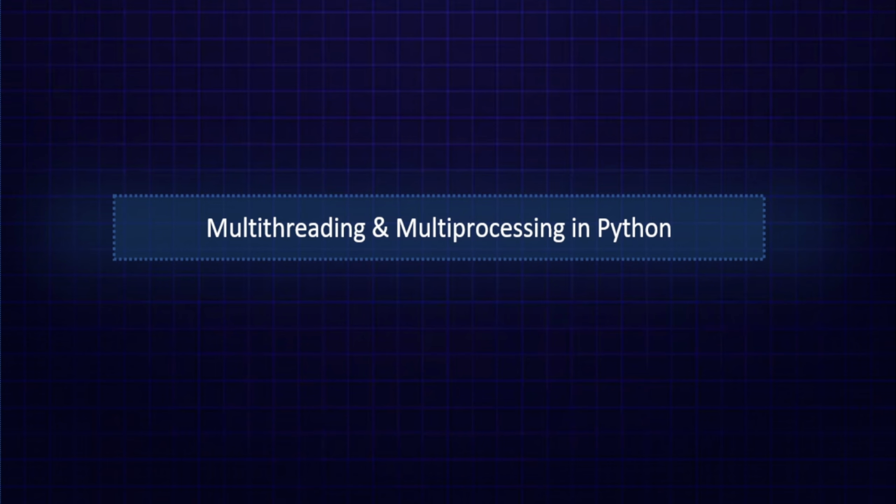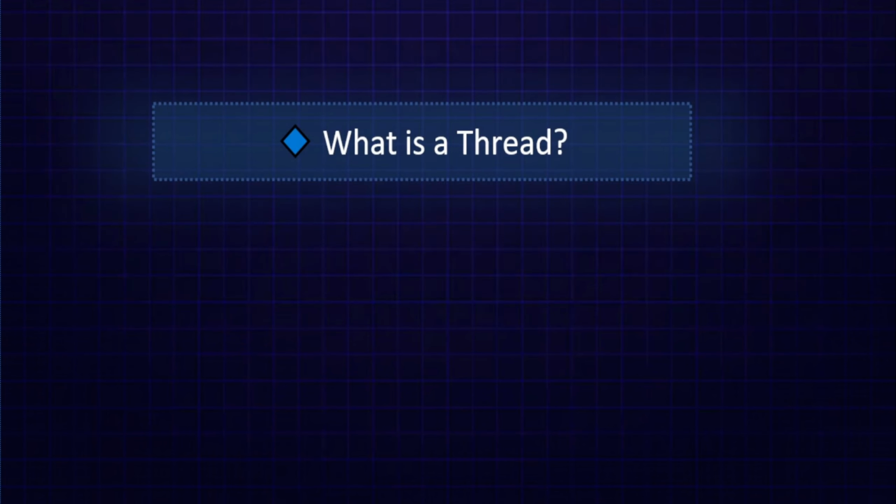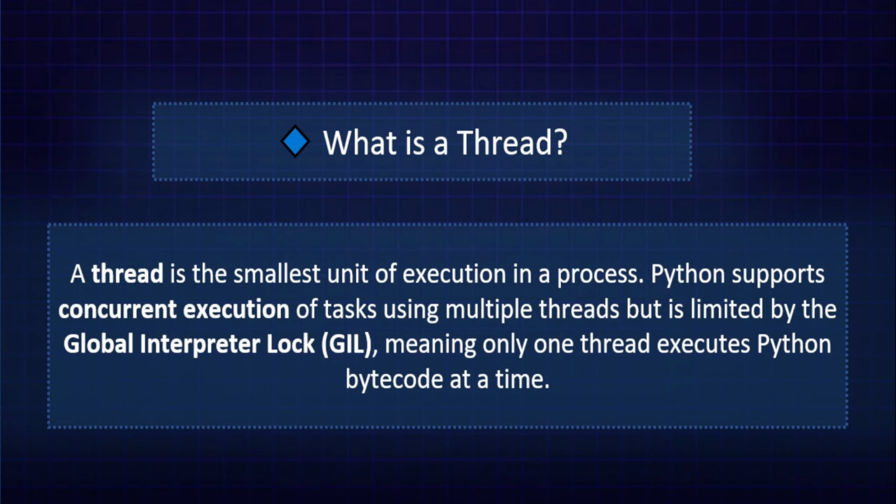In this chapter we are going to discuss multi-threading and multiprocessing in Python. So let's get started. What is multi-threading and multiprocessing in Python? Let's start with the thread. What does it mean by thread? A thread is a small unit of execution in a process. Python supports the concurrent execution of tasks using multiple threads, but it is limited by the global interpreter lock, meaning only one thread executes Python bytecode at a time.